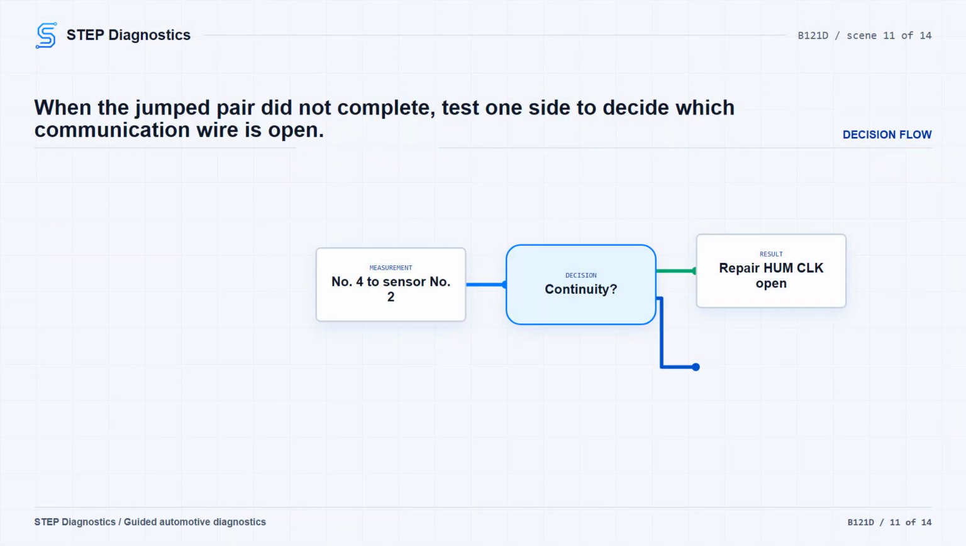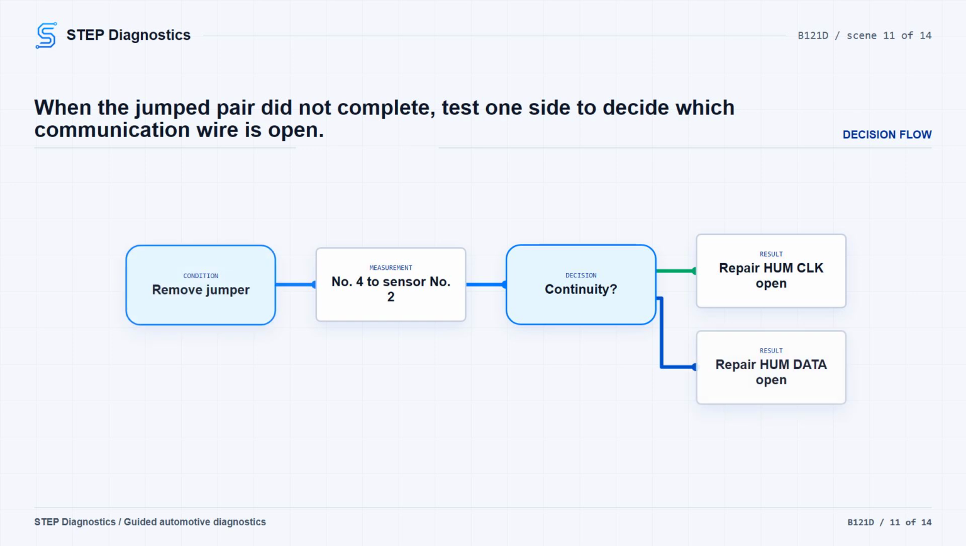If the check across the jumped HUM data and HUM CLK pair did not show continuity, remove the jumper. Then check continuity from climate control unit connector No. 4 to humidity/in-car temperature sensor connector No. 2. If continuity is present, repair an open in the HUM CLK wire. If continuity is not present, repair an open in the HUM data wire.